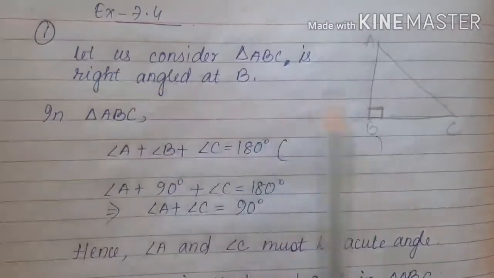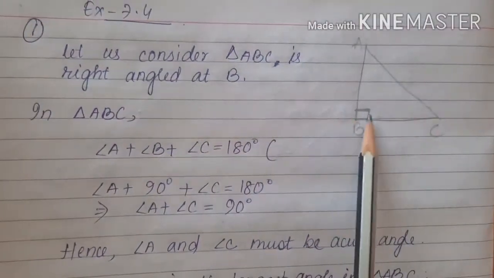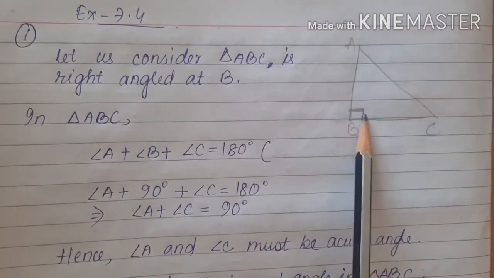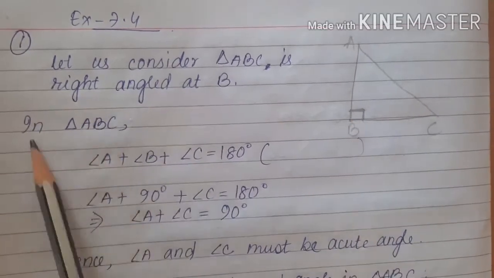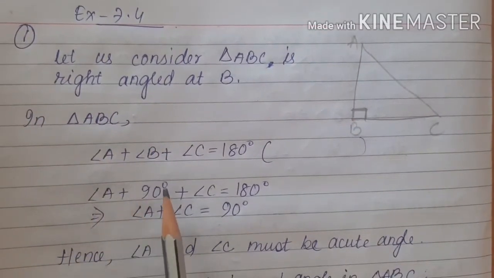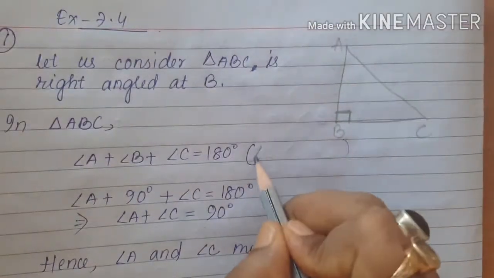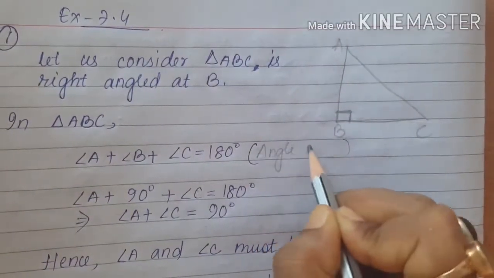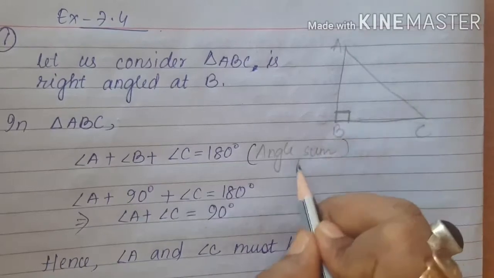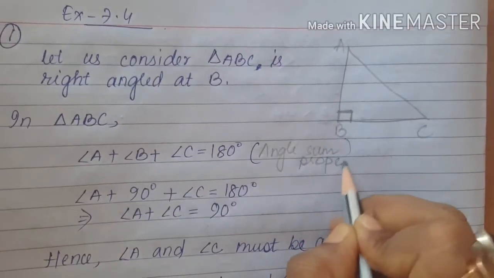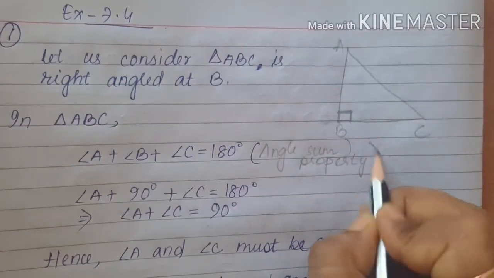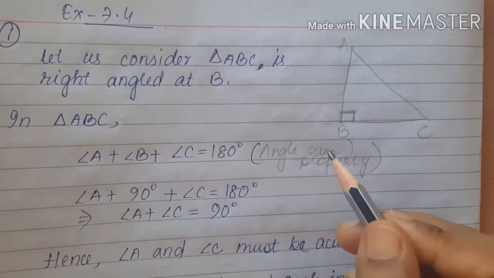Let us consider this triangle ABC, and I have taken the right angle at B. Now you can see in triangle ABC we can write angle A plus B plus C is equal to 180 degrees. Why are we taking it as 180 degrees? Because we know the angle sum property. You have to write this in brackets, because you have to write the reason.